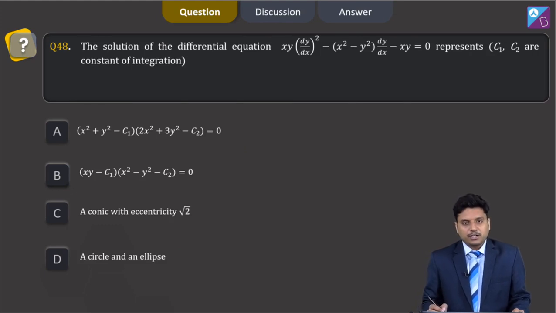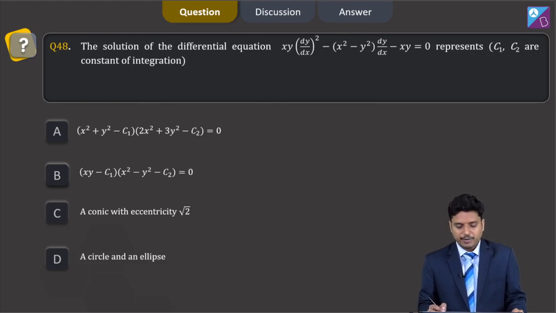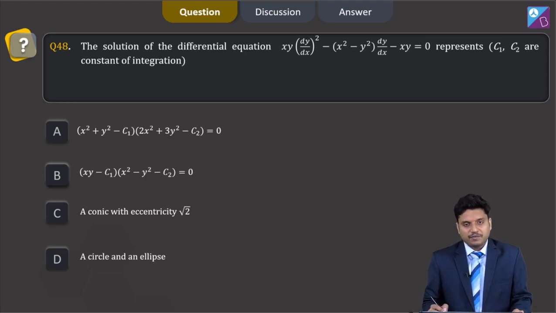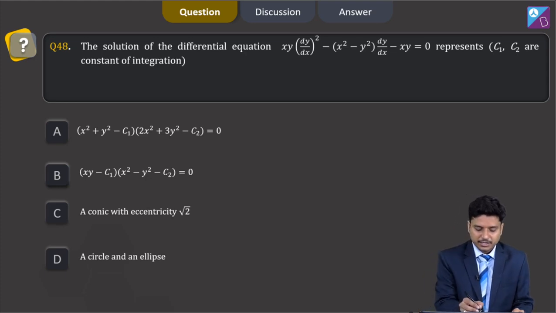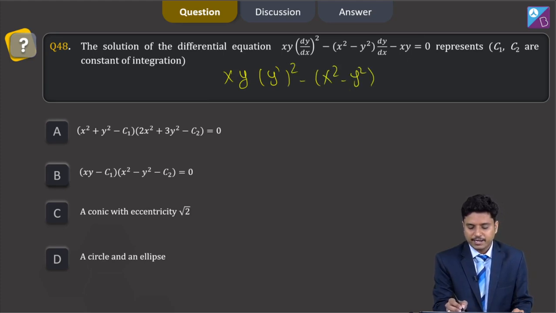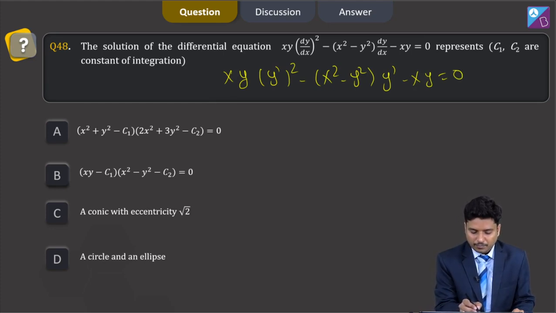Next comes a question from the house of differential equations. It is xy into y dash square minus (x square minus y square) into y dash minus xy equal to 0. Which curve does it represent? We have to find the solution of the differential equation. You can see this equation can easily be factorized. From the first two terms, we can see that x into y dash is a common part.